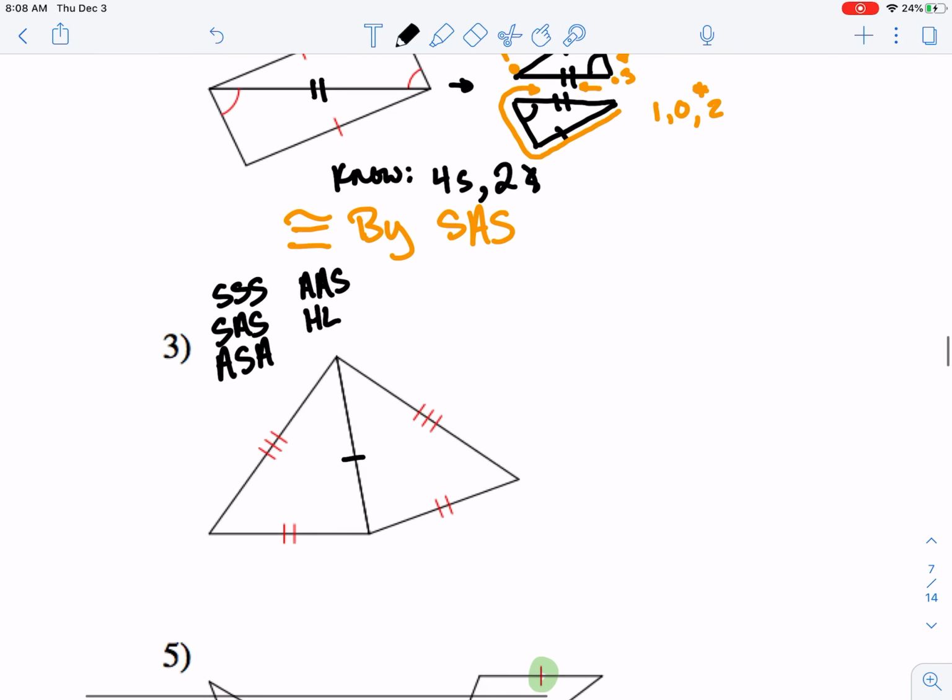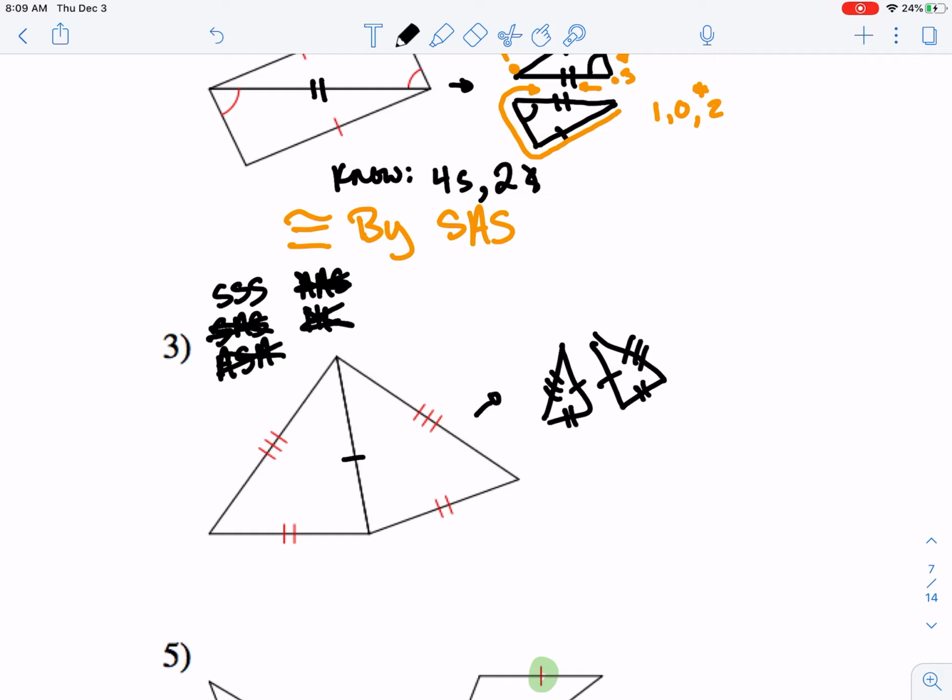All right. Again, I'm going to take these triangles apart. When I do, I know all 6 sides. I do not know any angles, so I'm going to get rid of them. I don't see right angles. From here, side, side, side, 1, 1, 2, 2, 3, 3. So I'm going to say congruent by side, side, side.